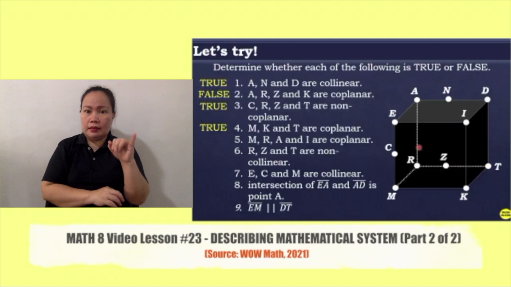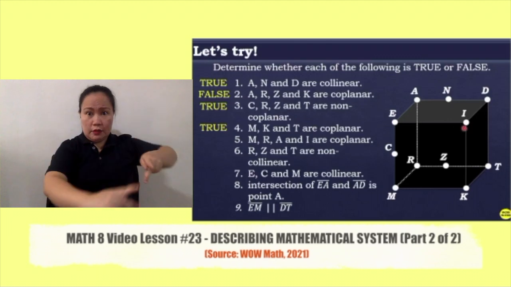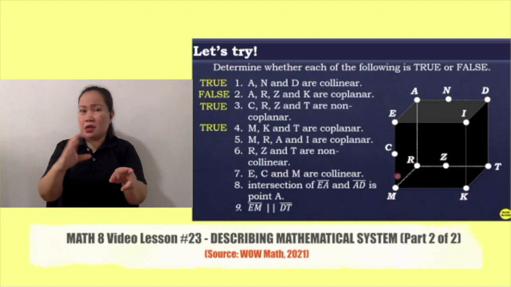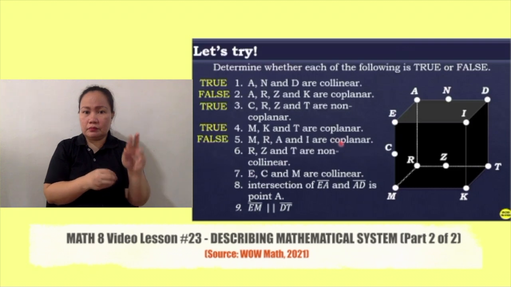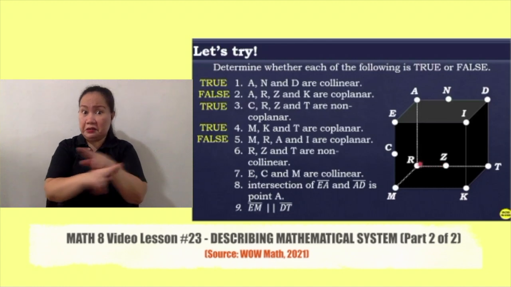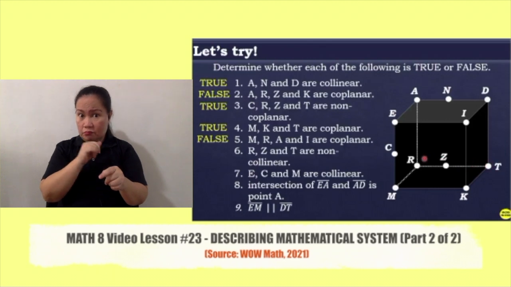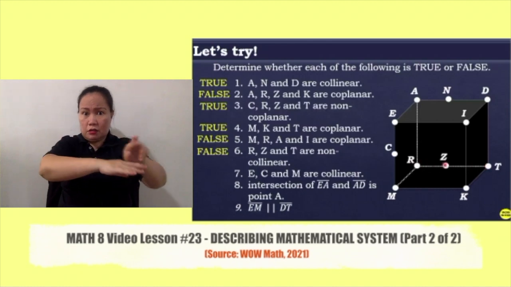M, R, A, and I. Ito si I. So, M, R, A, and I. So, si A at I, coplanar sila dito. Si M, R, A, ito ang plane nila. Hindi kasama si I. So, non-coplanar. So, this is false. Next, R, Z, T. So, ito po. RZT are non-collinear. So, wala daw sila sa isang line. So, this is false. Kasi, obvious naman, nasa isang line sila.